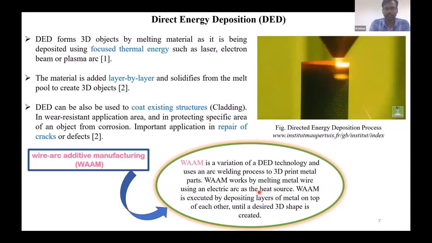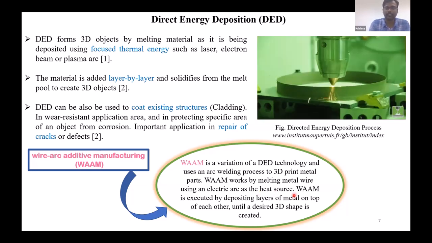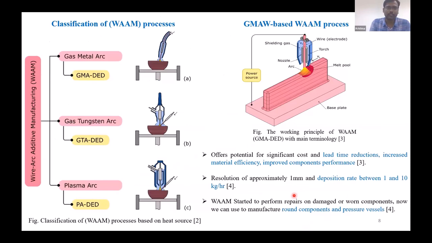Whatever the conventional welding heat source is, we can directly use it to have layer by layer deposition at the same time to achieve a desired three-dimensional component. So we have this conventional heat source that is based on gas metal arc welding. If we are using GMAW, then a GMAW based DED process we will also call conventional wire arc additive manufacturing. It's a general term.